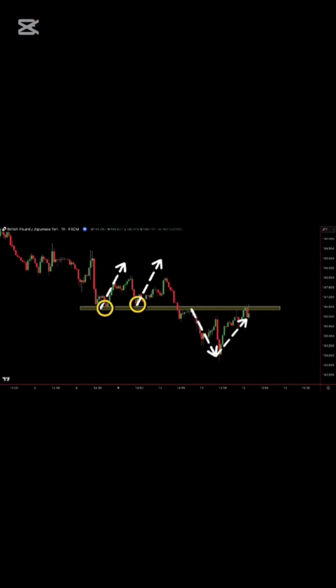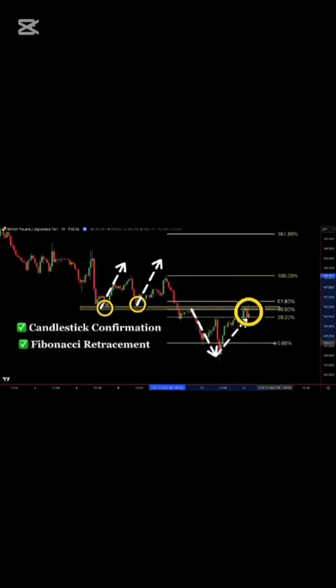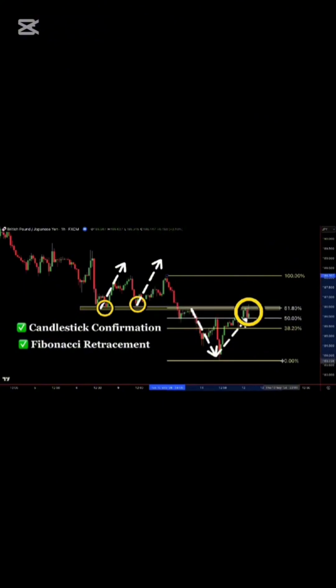now acting as resistance. To increase the probability of a successful trade, we look for additional bearish signals that confirm the reversal. Candlestick confirmation: a bearish engulfing, shooting star, or rejection wick indicates that sellers are stepping in. In this example, we have a clear pin bar signaling a potential continuation of the downtrend. Fibonacci retracement: the broken support aligns with the 61.8% retracement level, a key area where price often reverses in a downtrend.